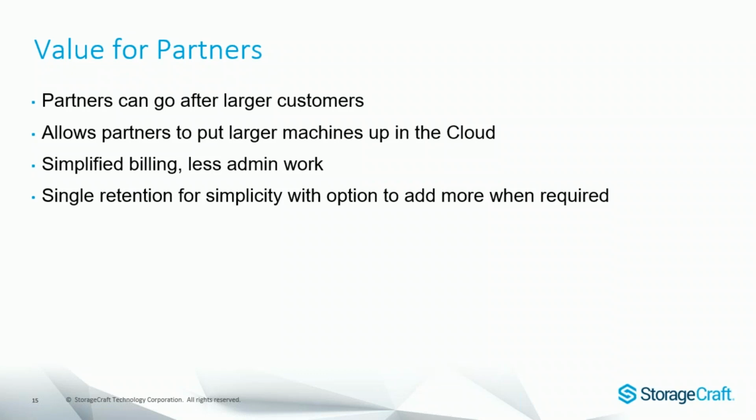It also allows partners to put larger machines up in the cloud. As I mentioned, the average size of a customer's machines might be 200 gigs, but they'll always have that one archive server which they do need to put up because they consider it critical to their business. This means you can put that machine up and know that you'll still fall under that threshold or allocated space if they have, say, 5 servers, 6 servers up there.